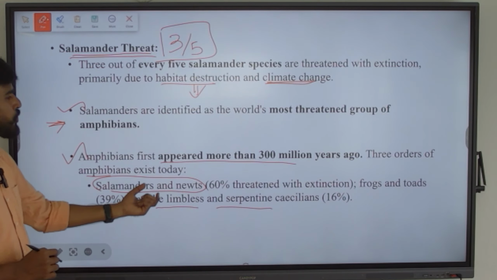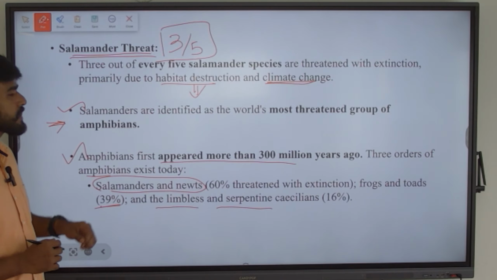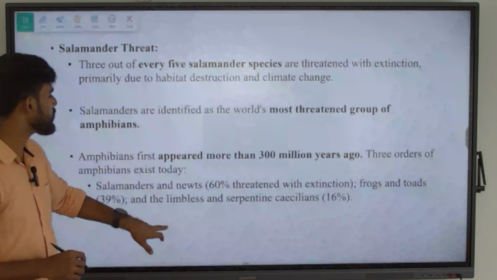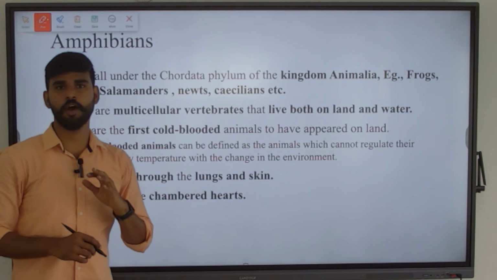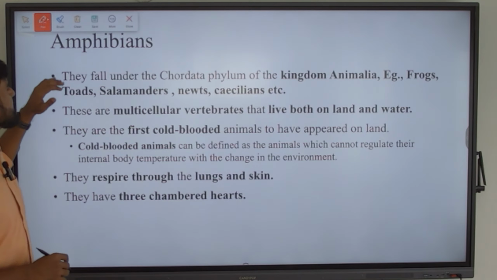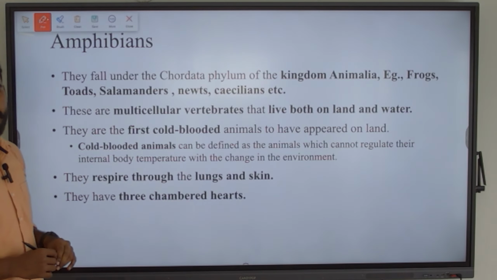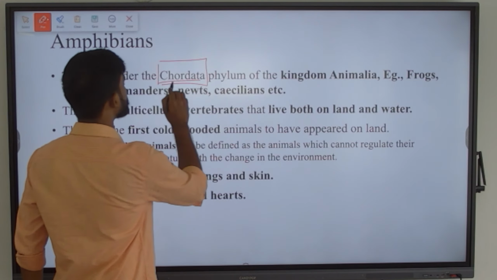One is salamanders and newts, frogs and toads, and limbless and serpentine caecilians. These are the amphibians. Next, we were talking about amphibians a lot, but what amphibians are, that we need to understand. So these amphibians fall under the phylum Chordata.